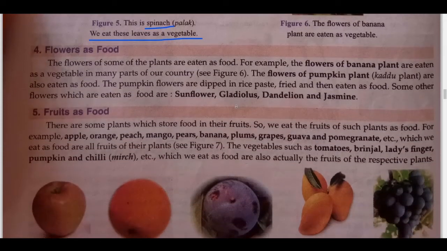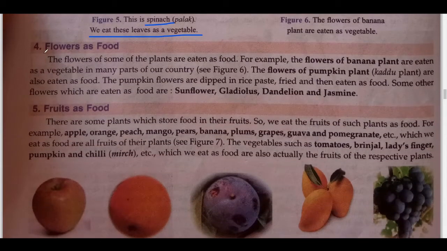So now fourth point, flower as food, right? So flower as food, we know many types of food, right? So all these food will come under the flower as food. For example, banana plant, right? Banana plant. Okay, so these will come under it. One more example, flower of pumpkin plant, right? Kaddu plant. Yes, so also we are eating it as a food, so it will come under the flower as food.